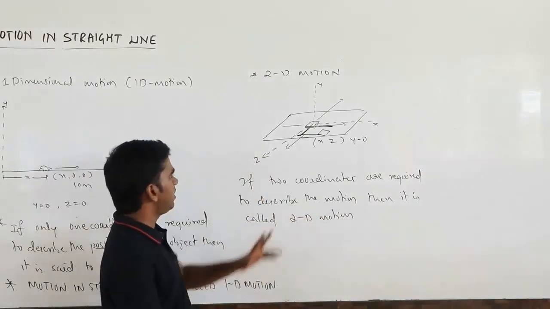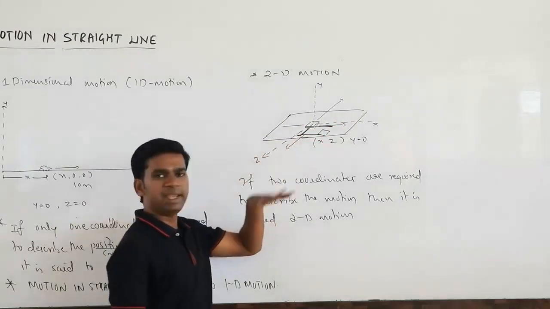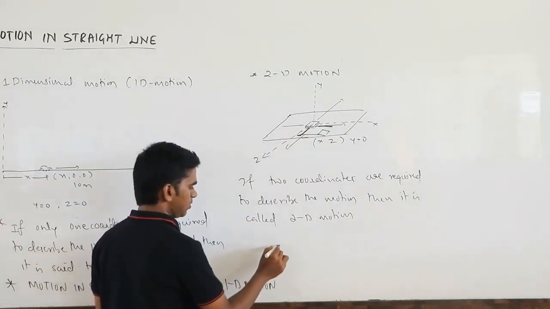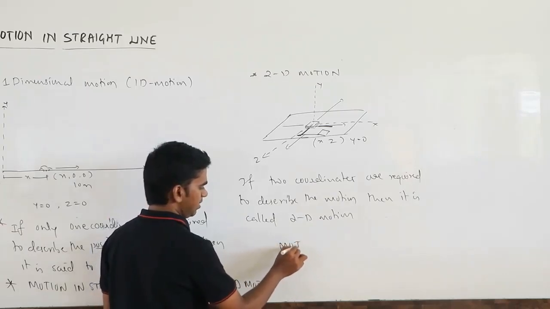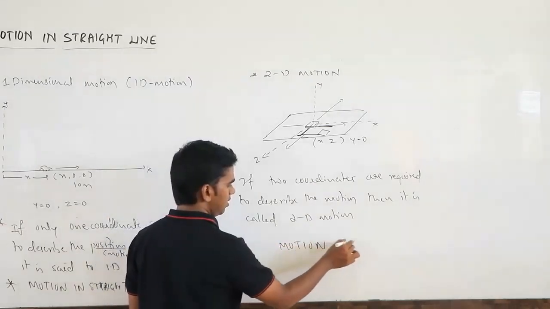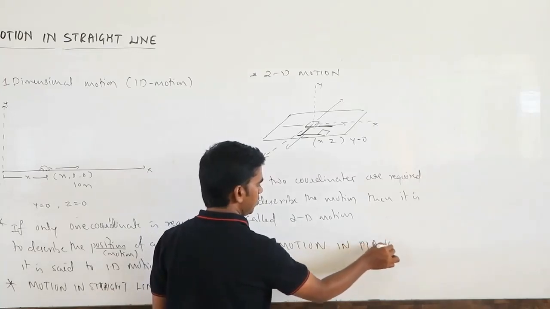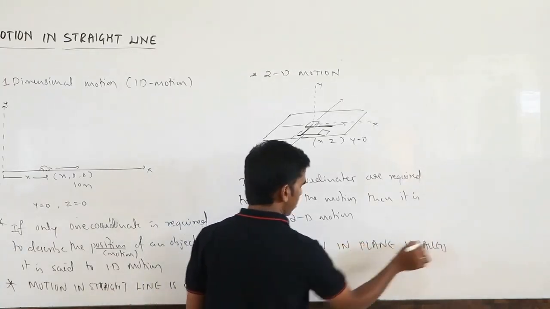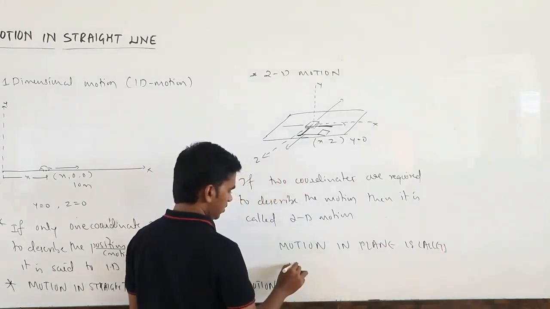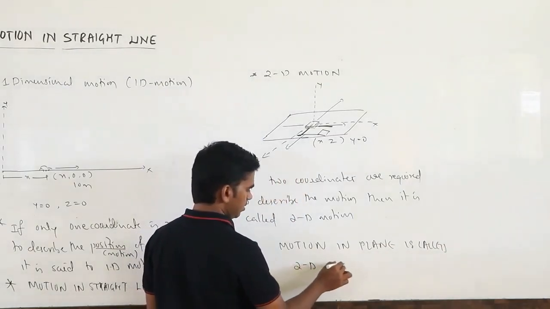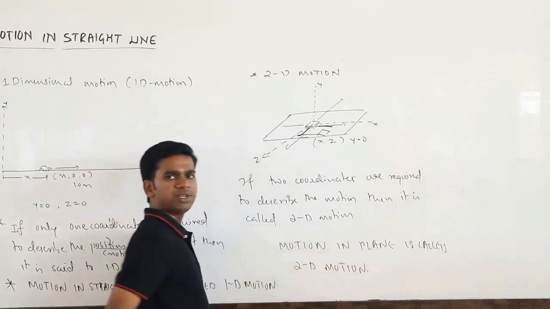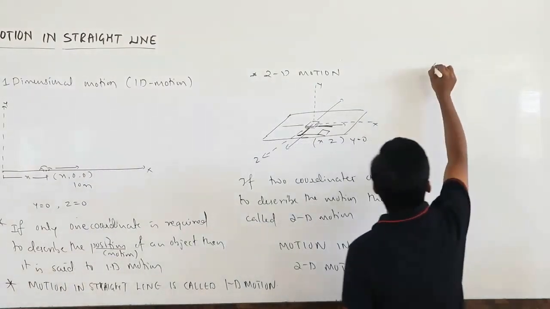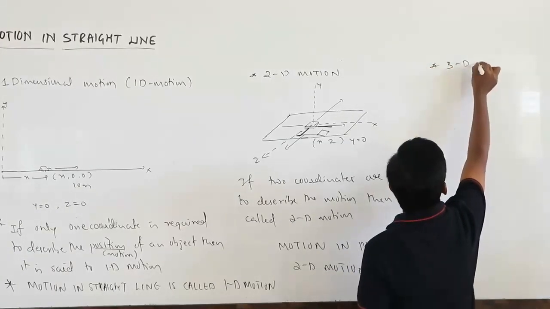Or if you want a simple definition, this is going to be a plane surface. So you can write like that also: motion in a plane is called two-dimensional motion. Okay. So similarly, we'll see what three-dimensional motion, 3D motion, is.